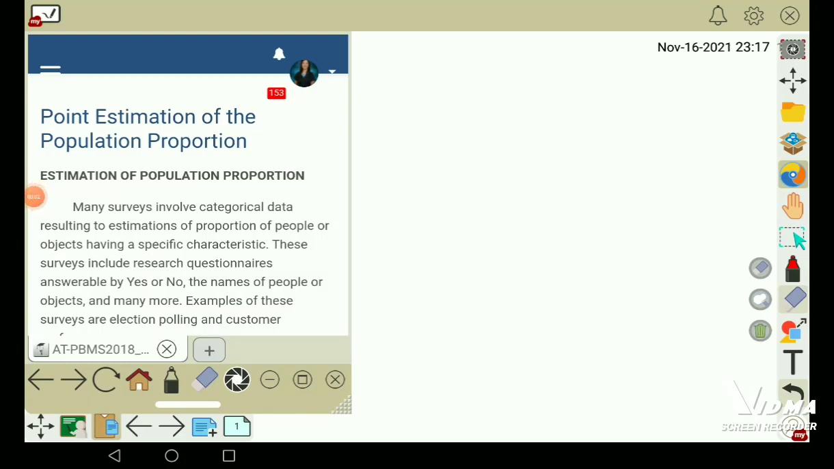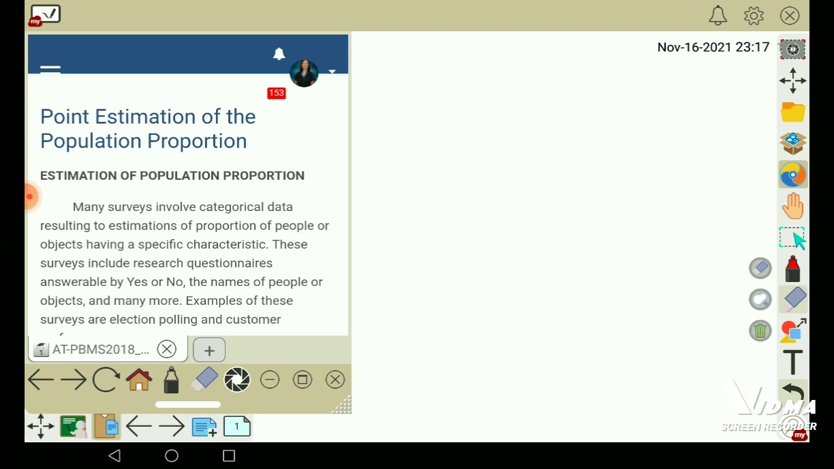Good day everyone. This time we are going to discuss lesson 8 of chapter 3, which is actually the last lesson in this chapter. The last lesson is about the point estimate of the population proportion. This is also a continuation of our discussion from lesson 7 of the same chapter, but this time we will have the estimation of population proportion.